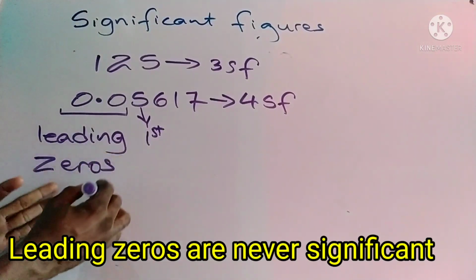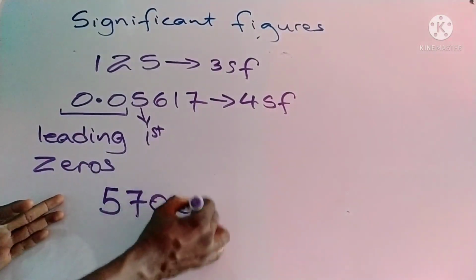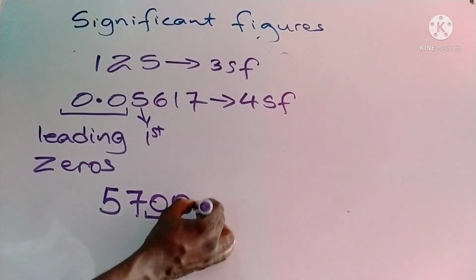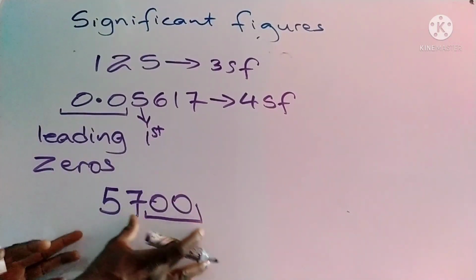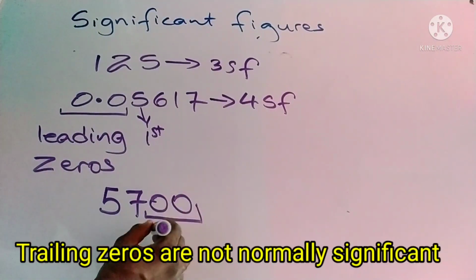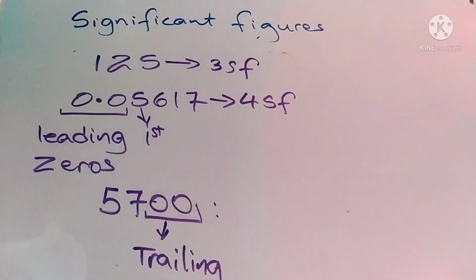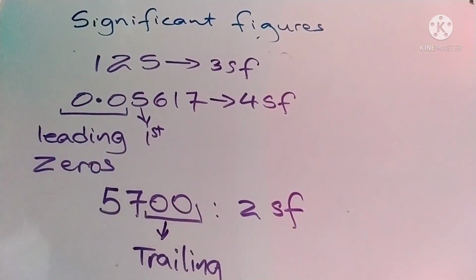Now, there are some issues like, what if we have 5,700? Another thing is that zeros at the back are not significant if there is no decimal point in the mix. So there is no decimal point in the mix. These zeros at the back, I call them trailing zeros. So they're like trailing. So trailing zeros are never significant. So I only have 2 significant figures right here.